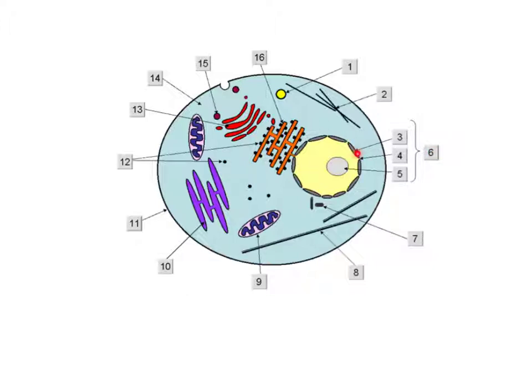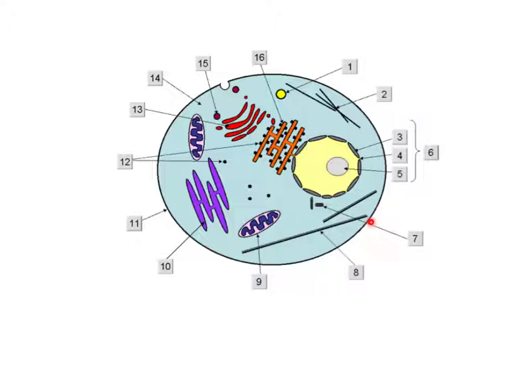Number 3 here is the nuclear membrane. Number 4, the nuclear pore. And number 5, the nucleolus. The nucleolus is where ribosomes are manufactured. Number 7 are the centrioles, which are hugely involved in cell division and are interestingly not present in plant cells.